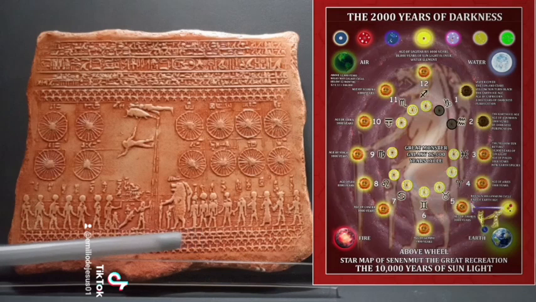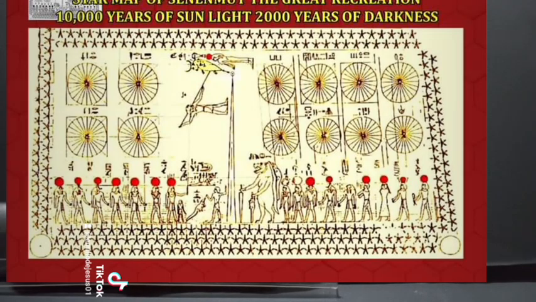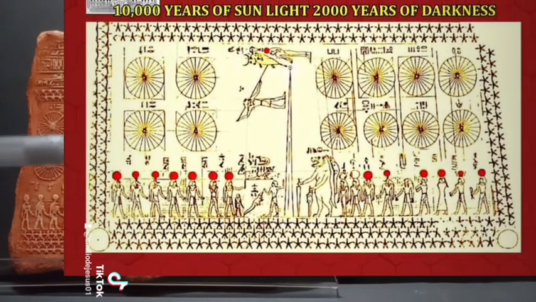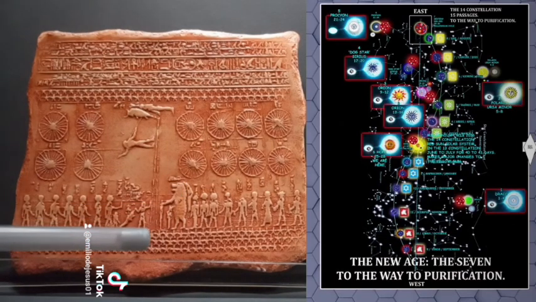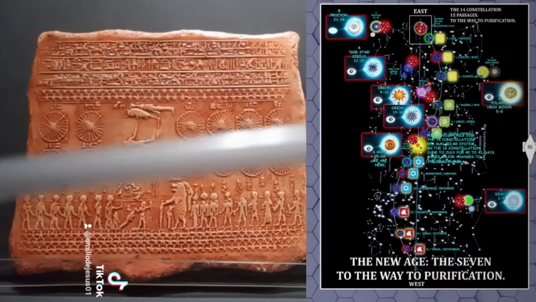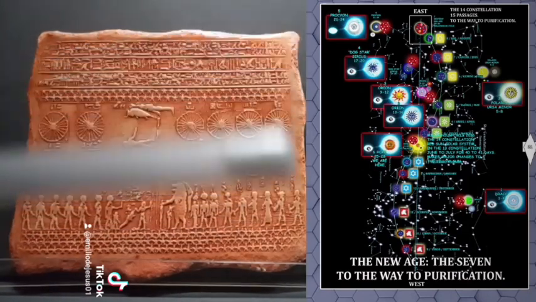So when you count all these little stars here, all right? Let me show you. See, when you count all these little stars in here, all right? You see, right here it tells you in a little image. Earth rotation around the sun, 365 days. There's 213 stars. That's the month of July to Cancer. Remember that? You see the little small guy there? My definition of that is the red sun solar cycle. You see? It travels in the river Nile. All right? That's Isis. She travels in the river Nile. So she awakens the 8 suns.